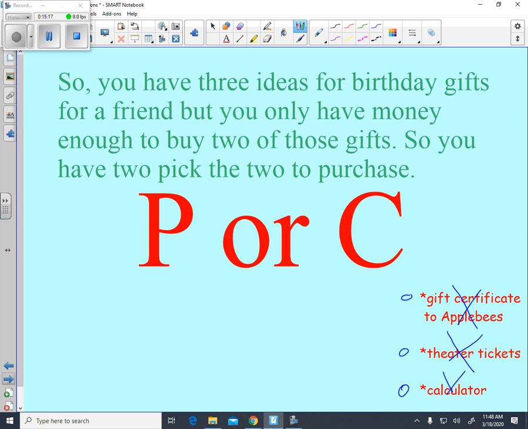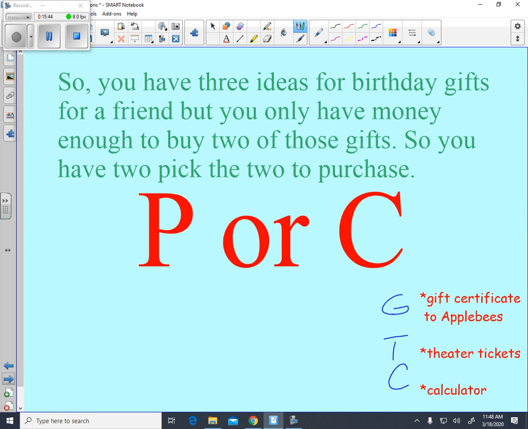Maybe your friend doesn't want any of those. I'm not sure, but let's pretend that they're valuable, and they will be at some point. So those are the three things you're thinking about: the gift certificate, the tickets to the theater, and the calculator. And you're going to pick two of those. So let's do the whole sample space.